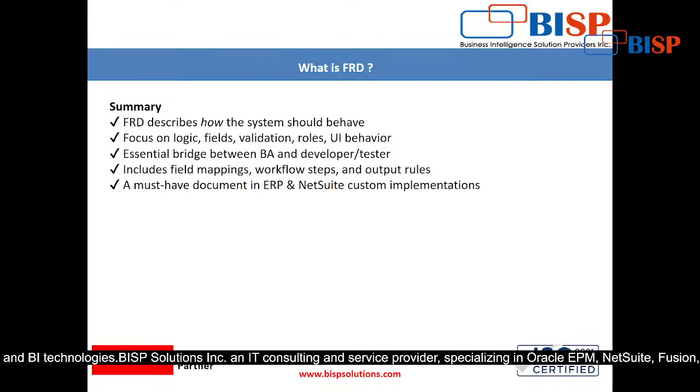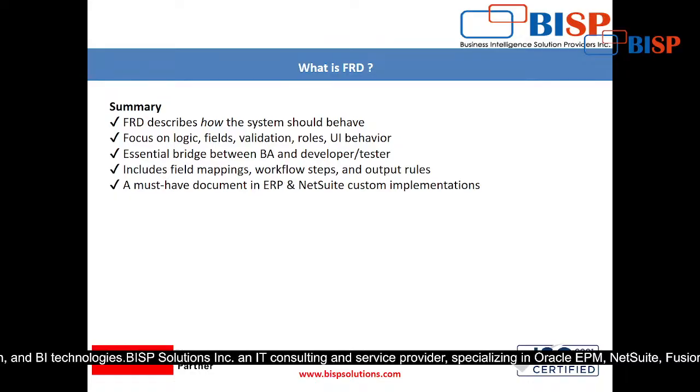Summary. FRD describes how the system should behave. First thing, that is correct. Focus on logical fields, validation, roles, UI behavior. UI behavior means once the purchase order is greater than 50,000, immediately one button will be displayed that is sent for approval, and as soon as the sales rep hits that button, that field should become visible in front of the supervisor or whoever is assigned for approval of the sales purchase order.